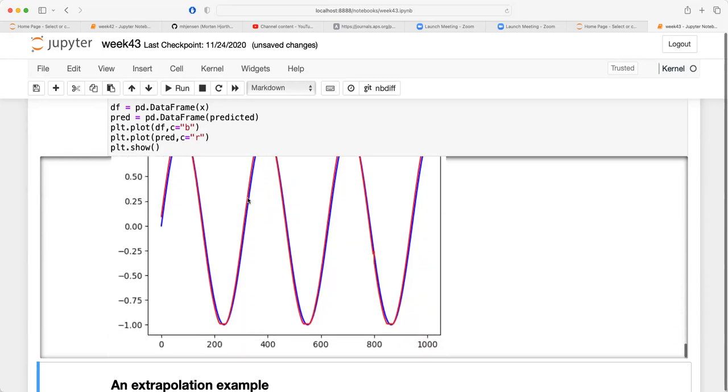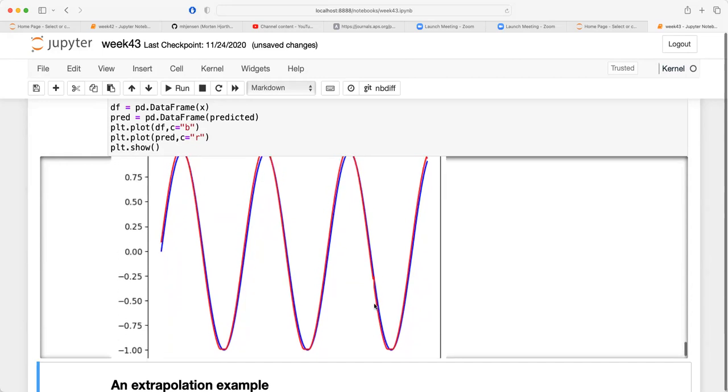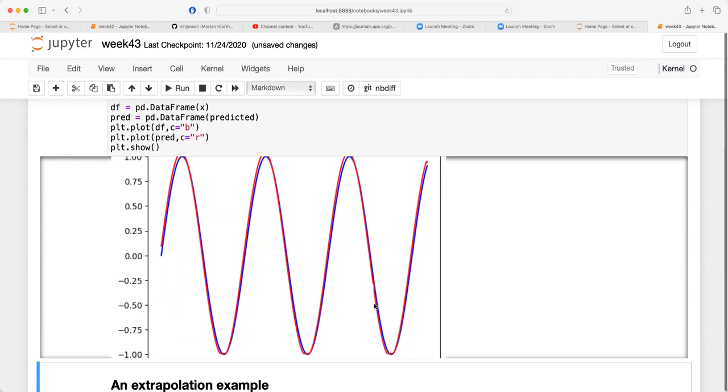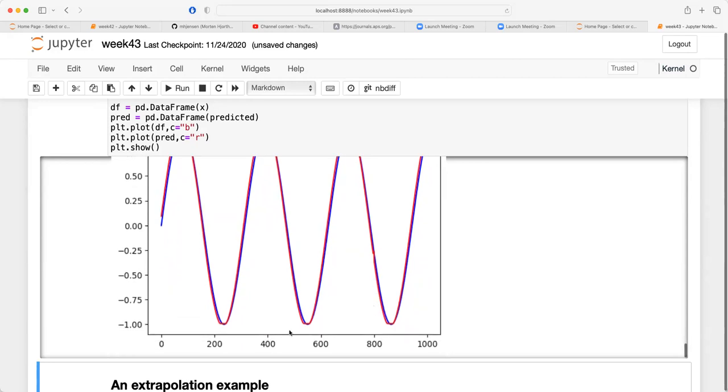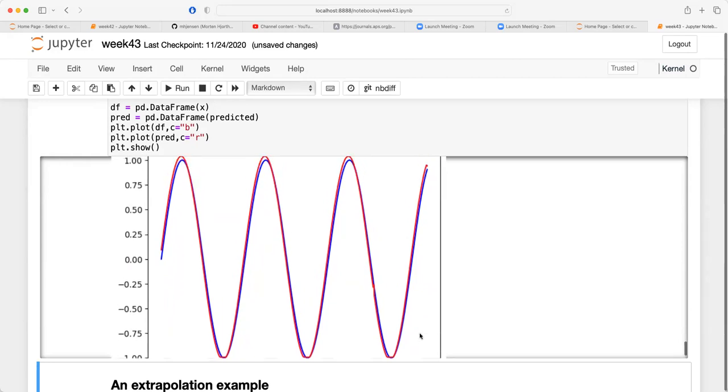And if you go now from 800 to 1,000, this is just a prediction which I make with my model. And the first 800 points are basically my training data, and then I use the model which I have, trained on the training data. And then I make a prediction from 800 to 1,000.